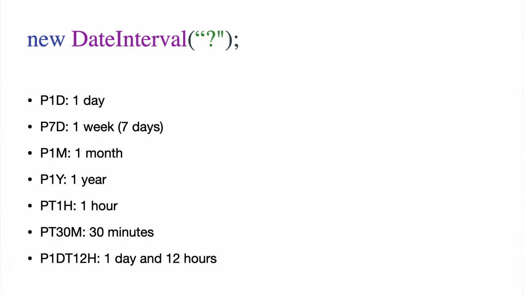Now, when you create a new instance of the DateInterval, it uses a special format string. It's based on the ISO 8601 duration specification and can be confusing if you're uninitiated. As an example, P1D means period of 1 day, P1M means period of 1 month, PT1H means period time of 1 hour, with the T separating the date part from the time part. Here on the screen are a couple more common intervals.